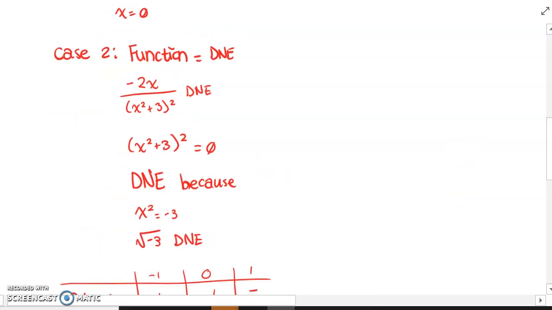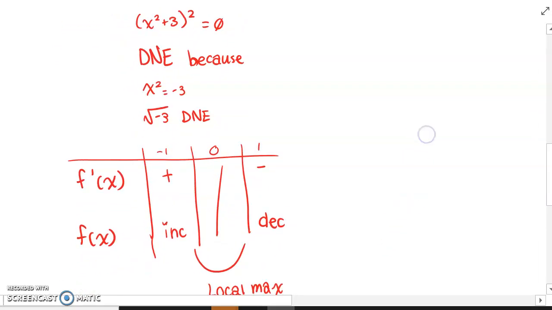Second case was I said the function does not exist and solved for the denominator. When doing that, I found that there are no critical numbers, because (x squared plus 3) all squared equals 0 has no solution: x squared would have to equal negative 3, and the square root of negative 3 does not exist because you can't take the square root of negative numbers.